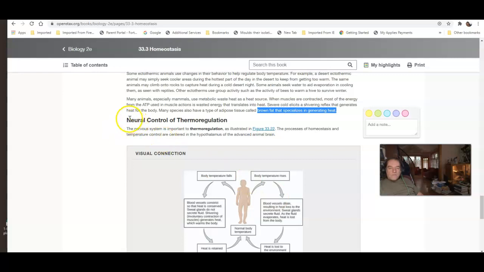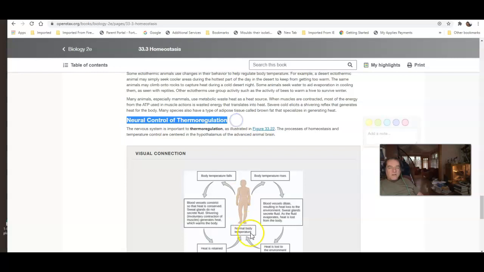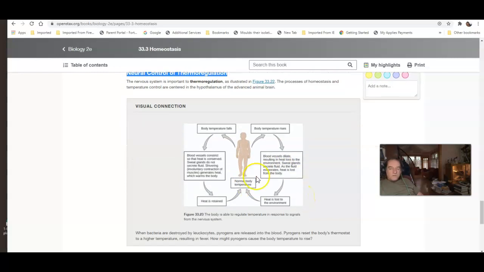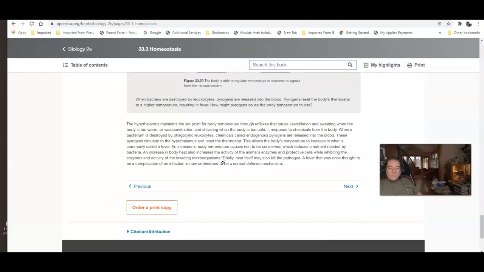Neural control of thermal regulation. So your nervous system is the ultimate regulator of internal body temperature through an organ in your brain, the hypothalamus specifically, where the temperature of blood triggers cells that in turn control various parts of the nervous system that regulate blood flow, sweat production, and all of those sorts of things through negative feedback loops.